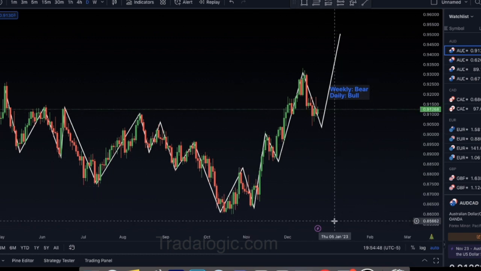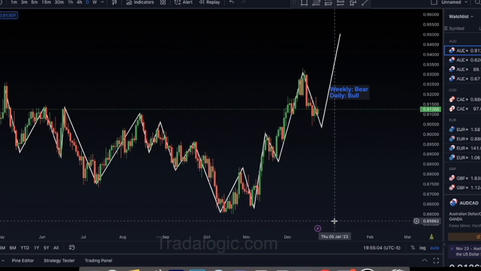This is how I actually start doing all my analysis. I start on the bigger time frame and then go on to the smaller time frame. So yeah, since this is different, we have to go down to the H4 time frame and see what's going on over there too.